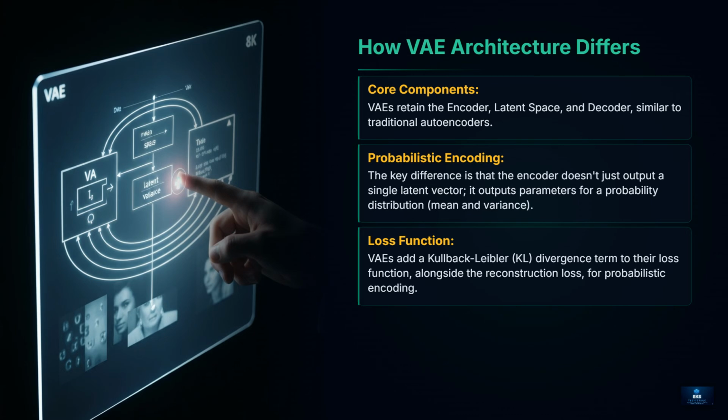So, what makes a VAE different architecturally? While it still has an encoder and decoder, the encoder in a VAE outputs the parameters for a probability distribution, typically a Gaussian, not just a single point. This is crucial for its generative abilities, and it introduces a special KL divergence term into its loss function.